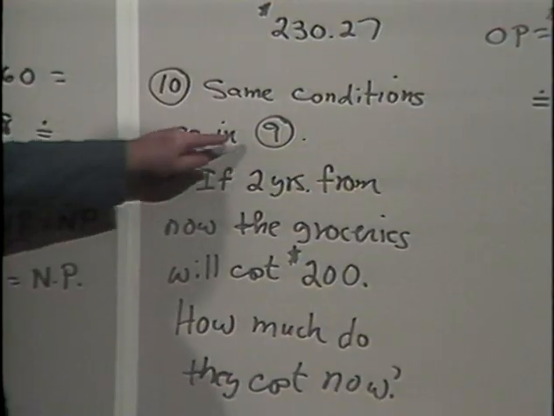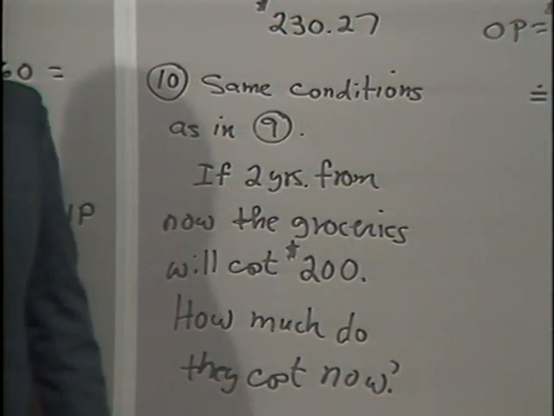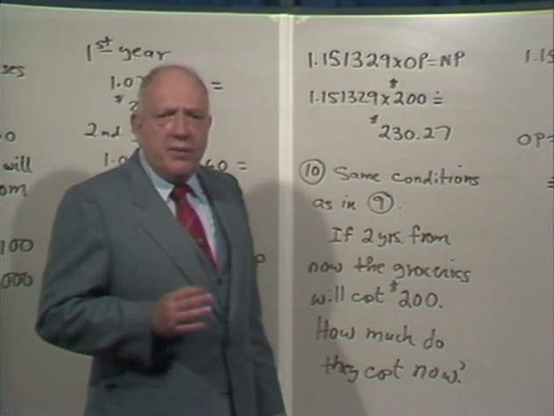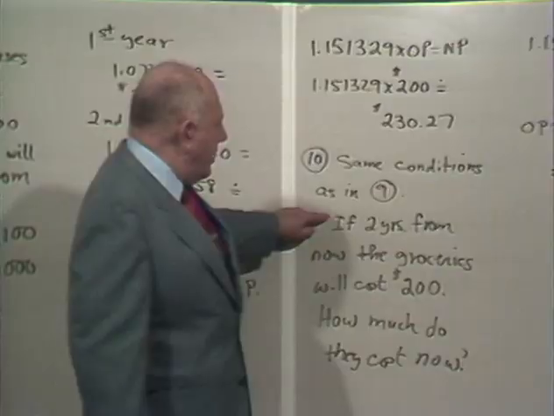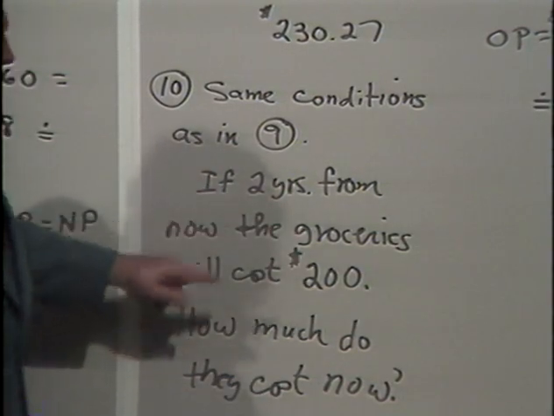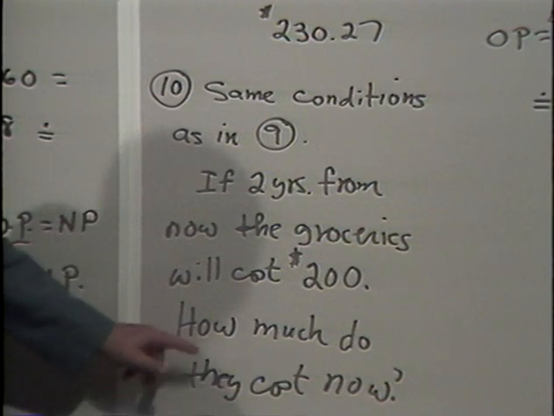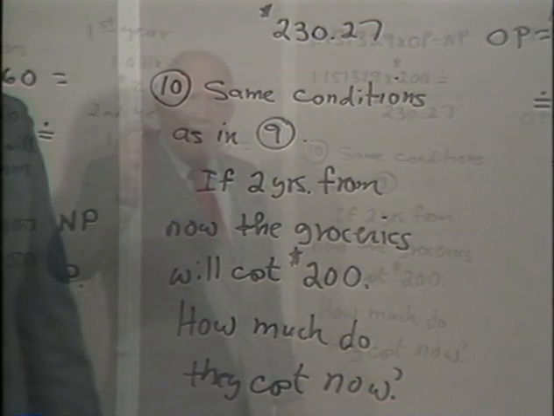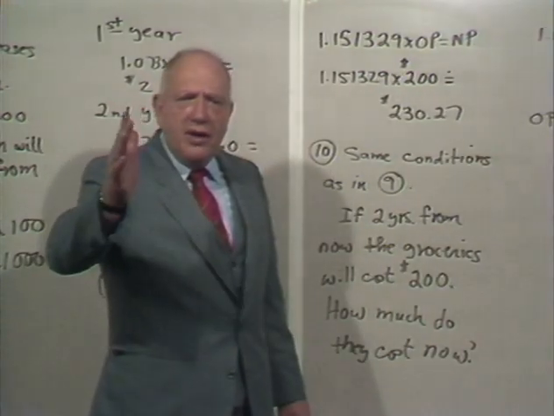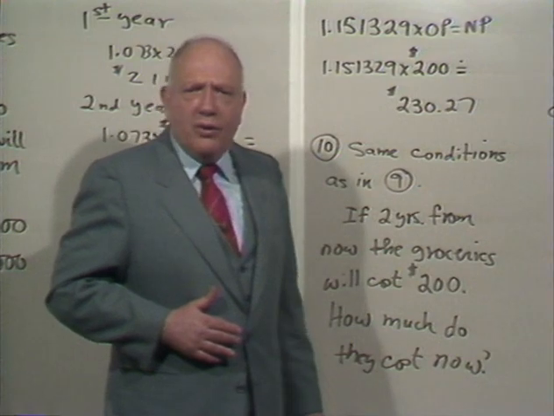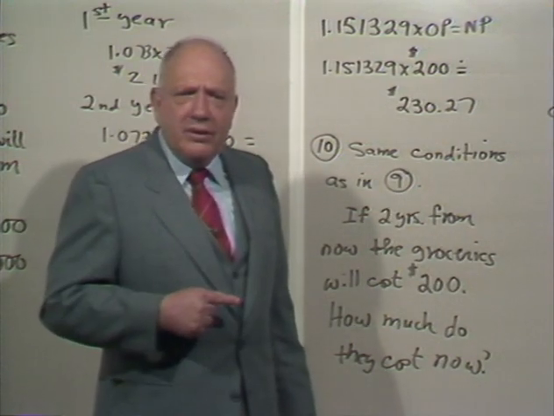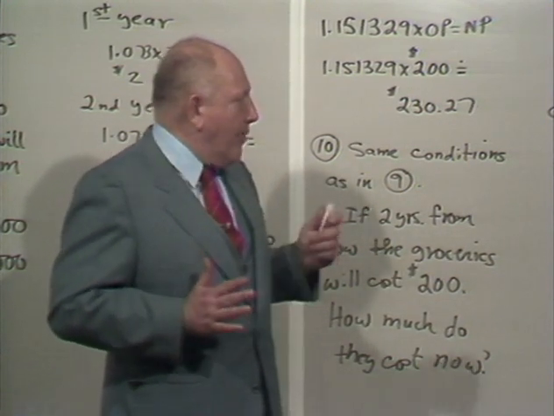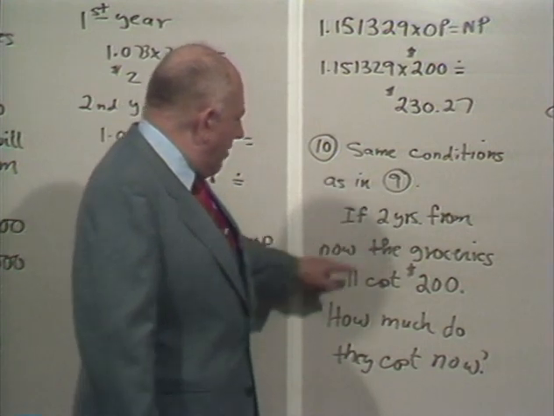See, under the same conditions as in the previous problem, well, what were the conditions in the previous column? The cost of the groceries is going up 7.3% every year. So now the problem is worded in reverse. It says if 2 years from now the groceries will cost $200, how much will they cost now? In other words, looking ahead to the future, if something is going to cost you $200 2 years down the road, what can you get it for right now? See, maybe it's better to buy it now than to wait until the future. See, that's basically how estate planning goes, as I'll mention in a few minutes. But let's just solve this problem first.